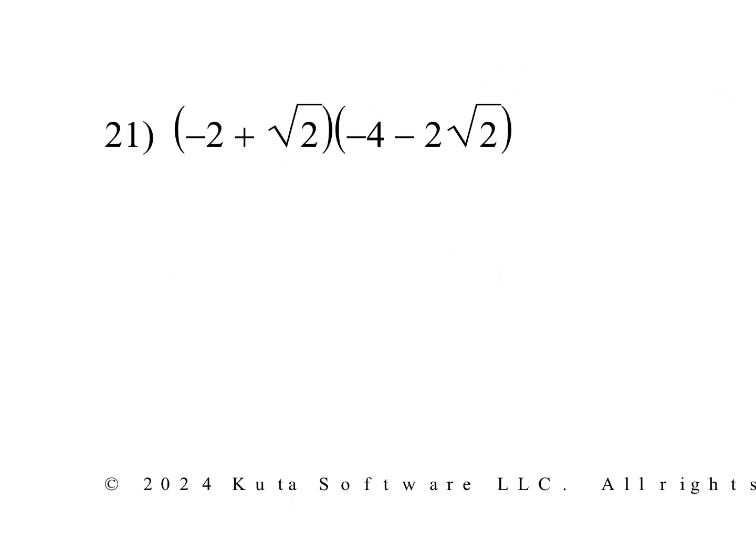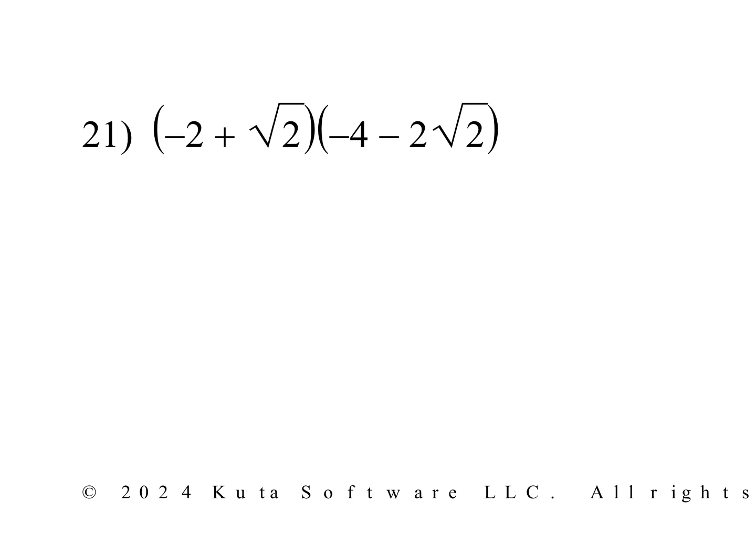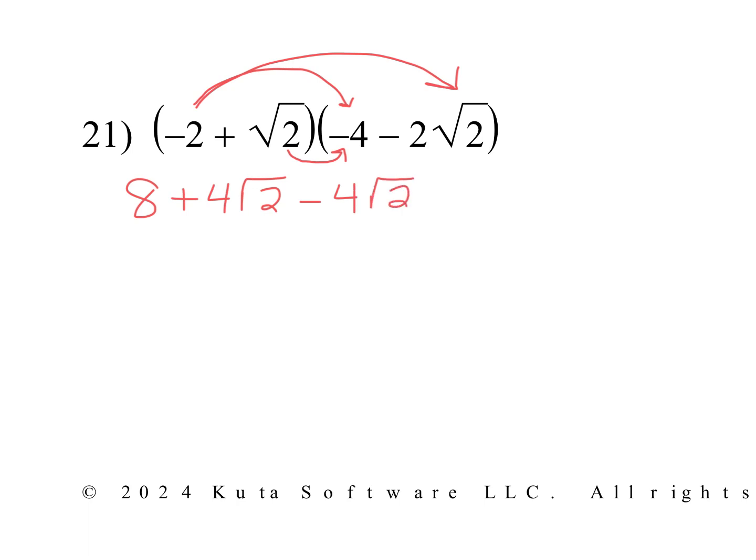Last one we'll do together, number 21. Now what method are we using? FOIL. Okay. Negative 2 times negative 4. 8. Negative 2 times negative 2 square root of 2. Yep. 4 square root of 2. Now move on the inside. Square root of 2 times negative 4. Negative 4 square root of 2. Now take square root of 2 times negative 2 square root of 2. Negative 2 square root of 4.